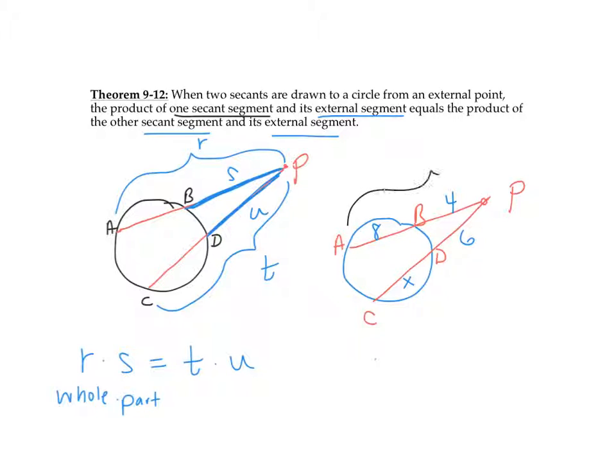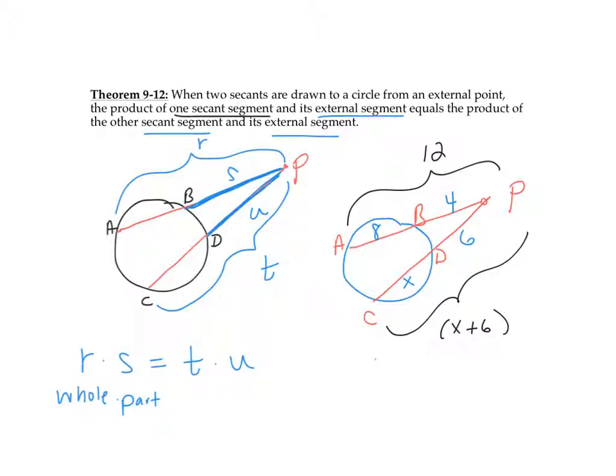So the first thing you need to do is find the length of the full secant segment from point A all the way to P. So just use segment addition to figure out that that's 12. Come down here and do the same thing with this whole secant. We have to represent it by x plus 6.